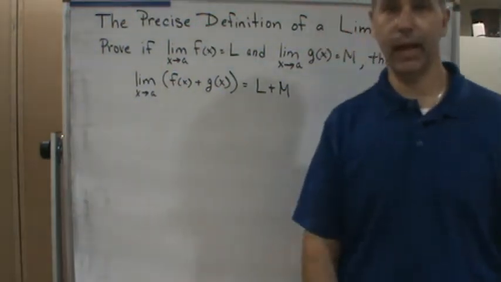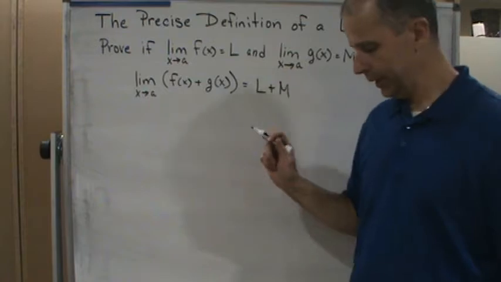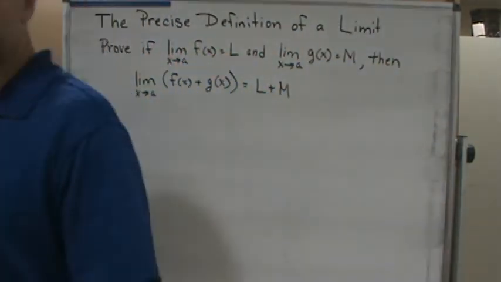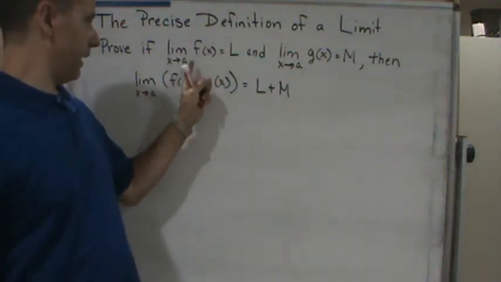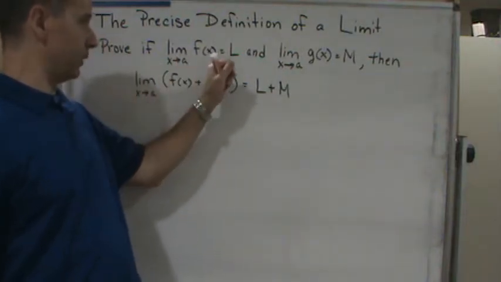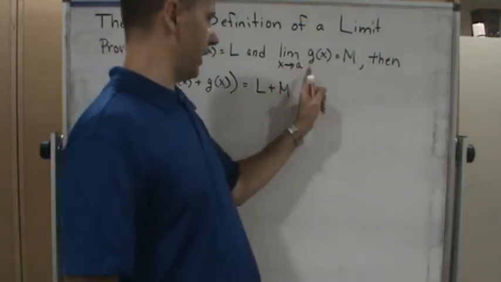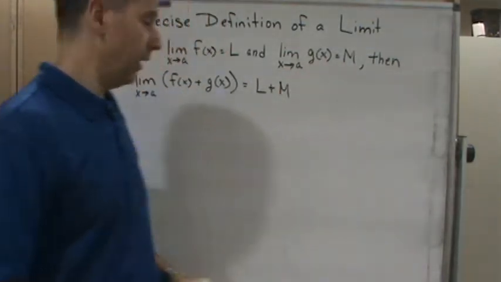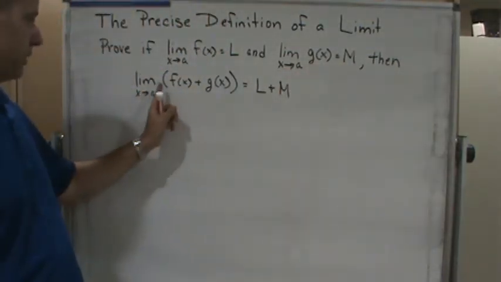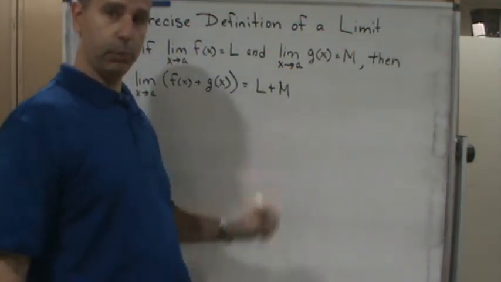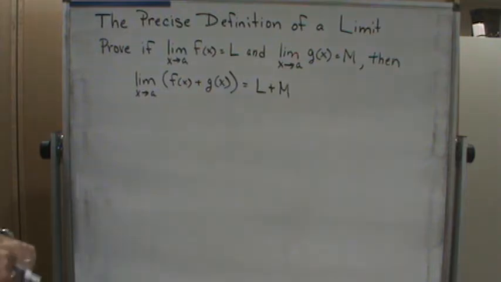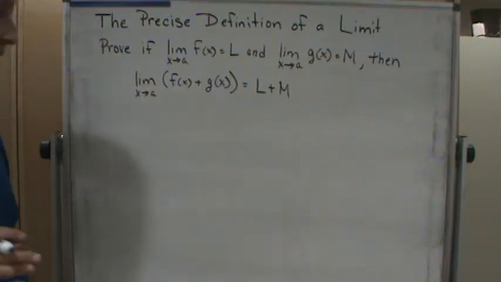Okay, so welcome back, and now what we're going to do is this proof. In this proof we're going to prove that if the limit of f of x as x approaches a is equal to L, and the limit as x approaches a of g of x is equal to m, then the limit as x approaches a of the sum of those two functions will result in L plus m. Okay? We've talked about this before, but now we're going to prove it using the delta epsilon proof.